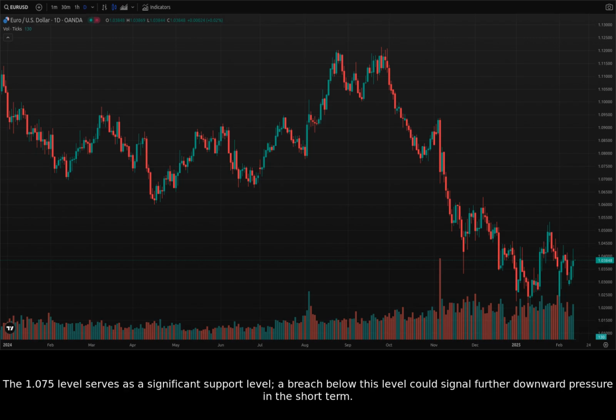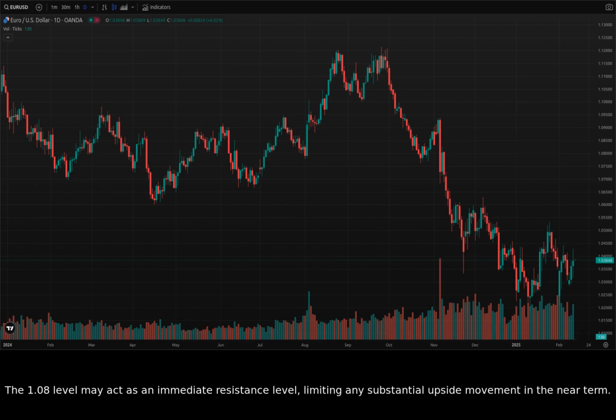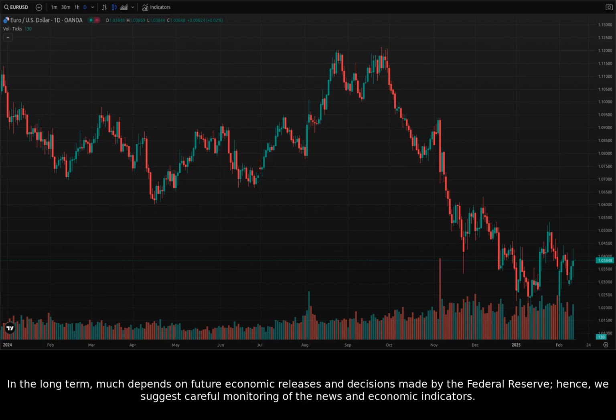The 1.075 level serves as a significant support level. A breach below this level could signal further downward pressure in the short term. The 1.08 level may act as an immediate resistance level, limiting any substantial upside movement in the near term. In the long term, much depends on future economic releases and decisions made by the Federal Reserve. Hence, we suggest careful monitoring of the news and economic indicators.